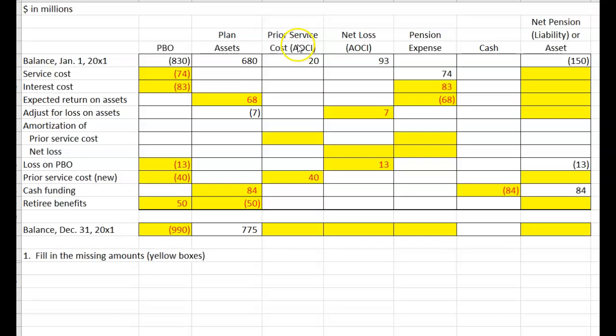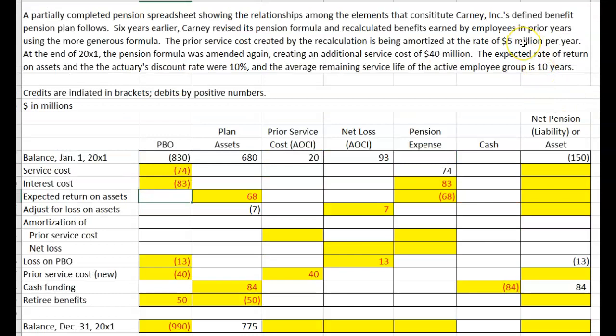So let's turn our attention to the prior service cost AOCI column. The beginning balance given in the problem was $20 million, and there was a $40 million increase in this balance at the end of 2020 due to the new retroactive pension formula amendment. The only piece we're missing is the current year amortization of the beginning balance of the prior service cost, and the problem states that the old balance is being amortized at a rate of $5 million per year.